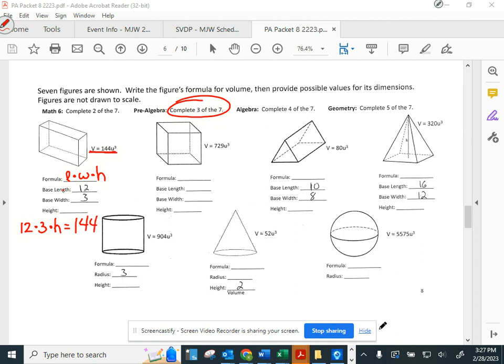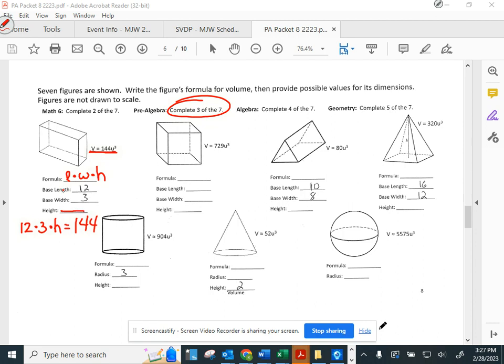Now I just have to use my opposite operations to get the height by itself. So if I'm multiplying by 3 and multiplying by 12, if I want to get height by itself, I'm going to do the opposite, and I'm going to divide out the 12 and divide out the 3 on both sides, and I'll be left with just my height.